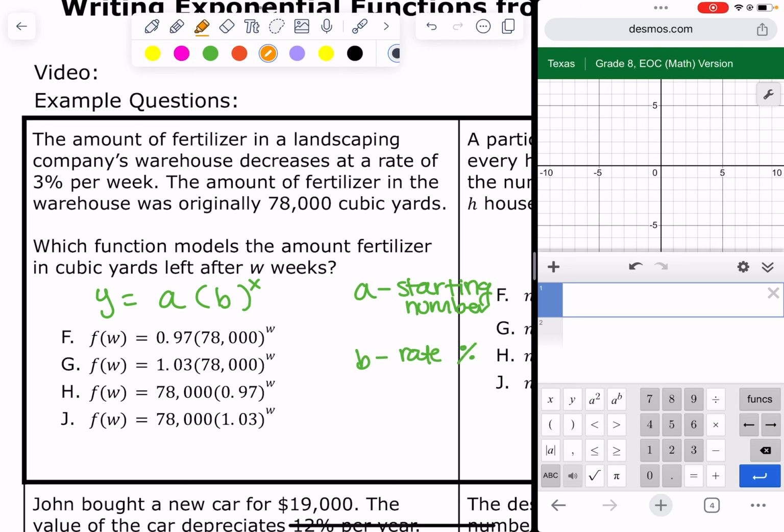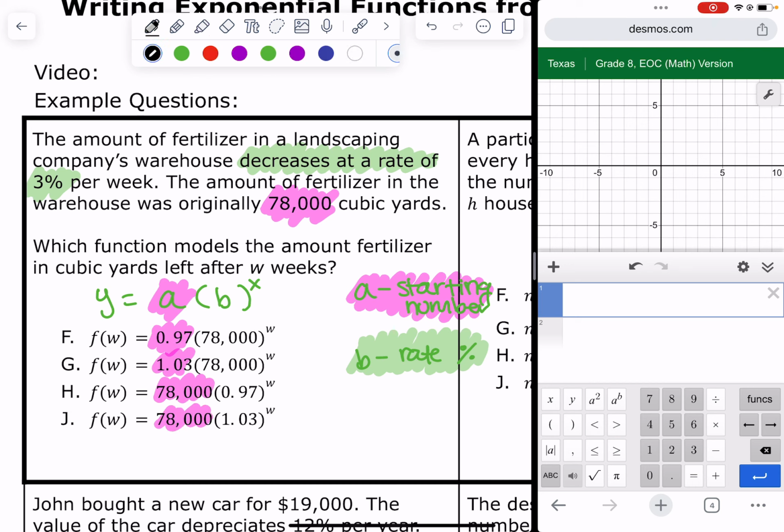So if we look at B, we know it's 3%, and it also decreases. Okay. If I look at A, our starting number, I know the only other number is 78. So I know A has to be 78. So let's look at our A's. Oh, I can see immediately I can eliminate two answers because they're not correct. So now I'm between H and J.